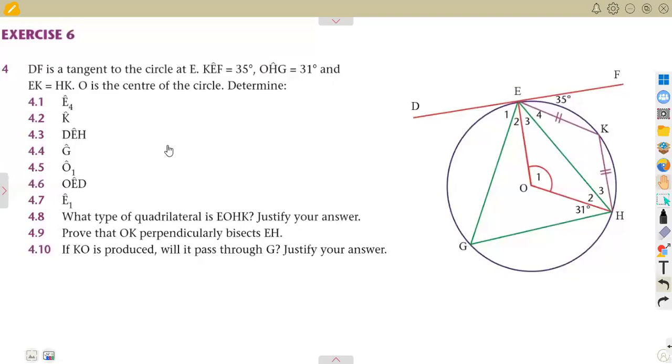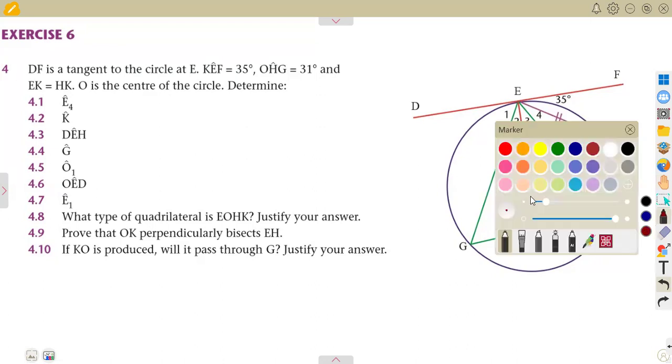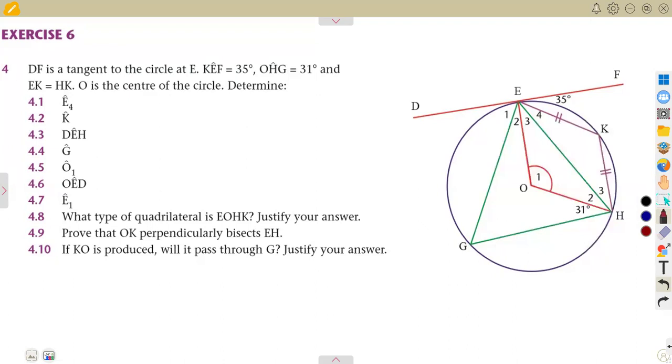Okay, so this is a continuation of our same exercise, which is exercise 6. And now we are on question number 4. So I want us to consider what we are given in this exercise. With this information, we are given DF is a tangent from D to the point F. So this is a tangent to the circle at E.